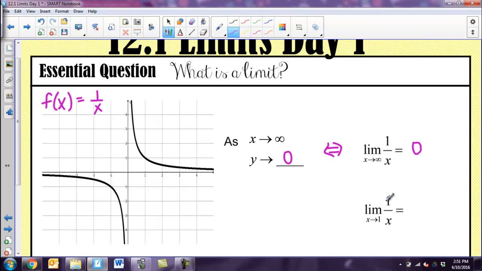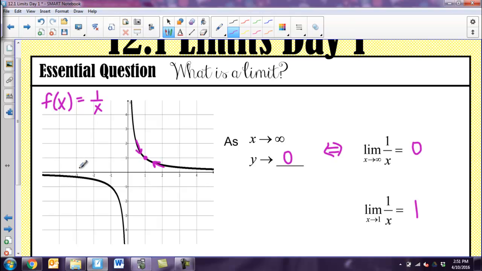So we can also find limits for numbers. And so this one says the limit as x approaches 1 of my function. And so what I'm going to look at is where this function is going. So if I'm approaching from the right side going to 1, I see that I would be right here at 1, at y equals 1. If I look on my left side, I can see that I'm also approaching that value of y equals 1. So my limit with that number would just be 1.